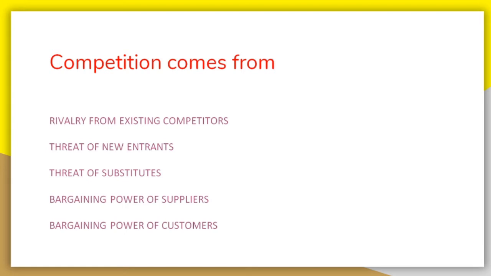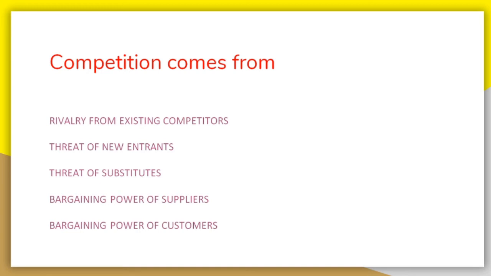One is rivalry from the existing competitors. For example, if I have a soap brand, Alex is a competitor. That is from existing competitors. Now, threat of new entrants. You can expect new brands to come into the market, in any product for that matter, in any industry. And there is the threat of substitutes, which can replace the existing product.